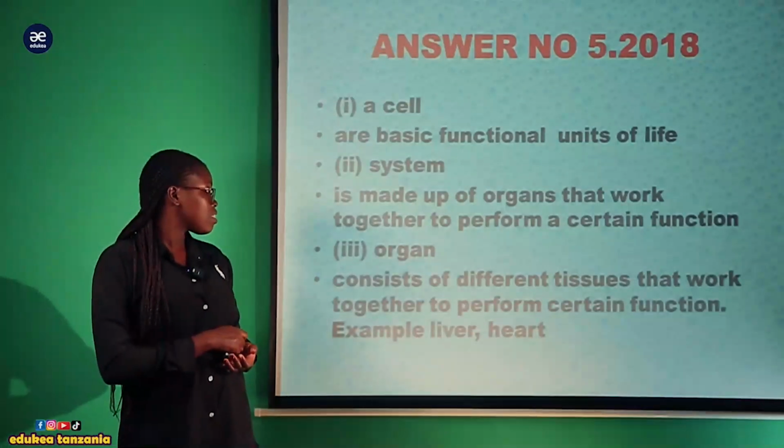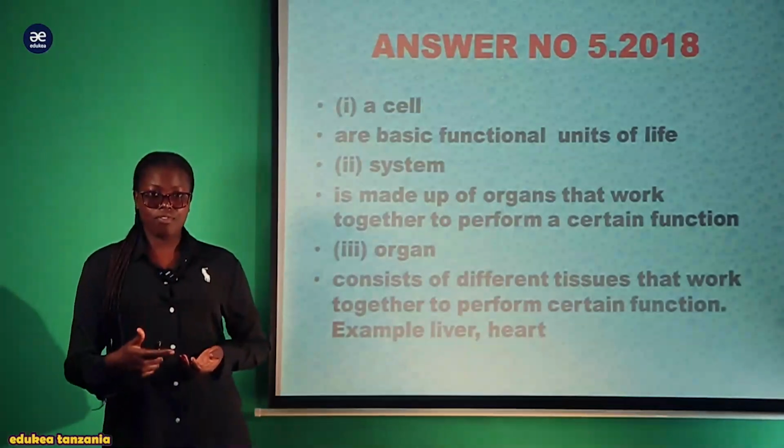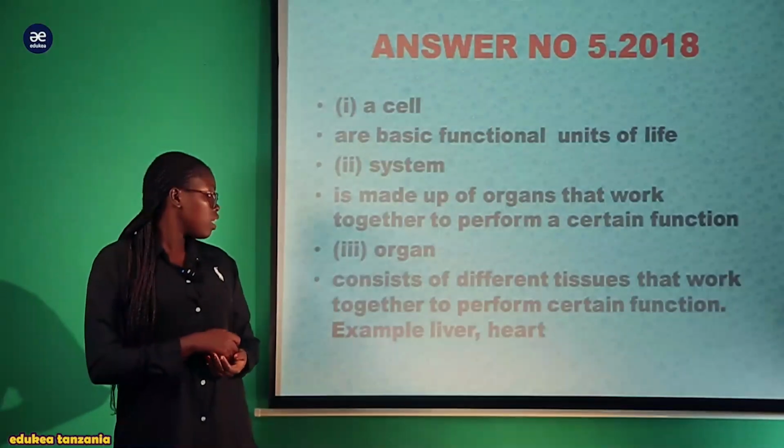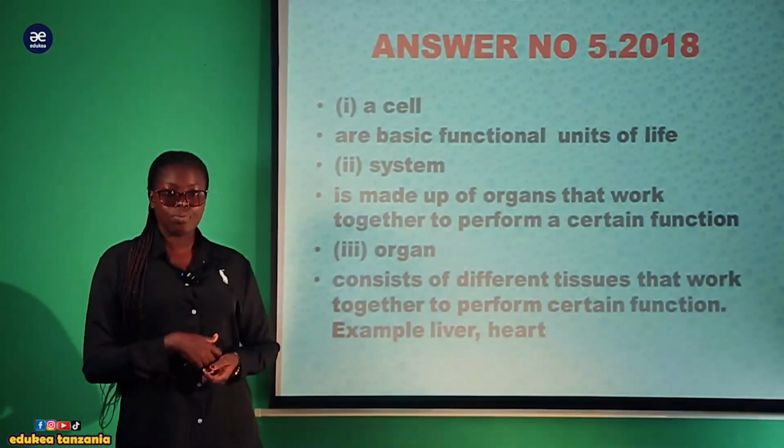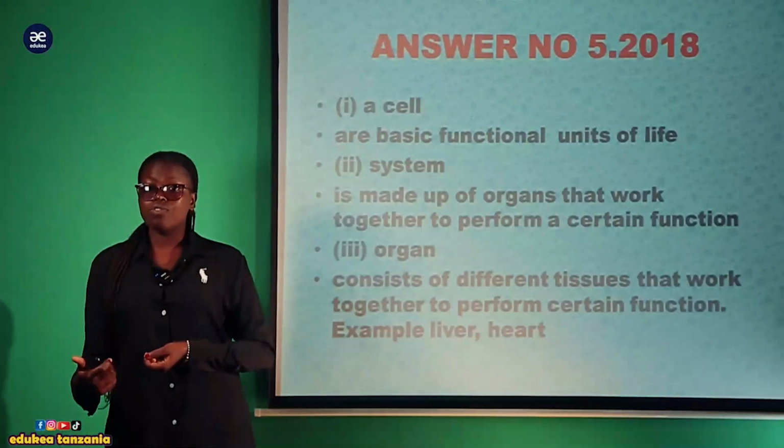Also, the last one is an organ. We see that the system is made up of organs. Now, what is an organ? An organ consists of different tissues that work together to perform a certain function. So the organs are made out of the combination of tissues.